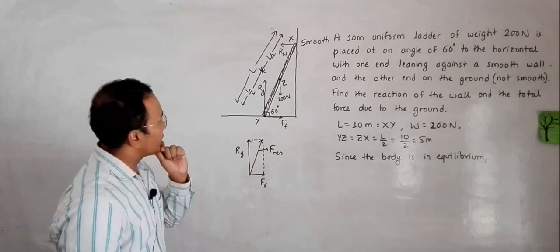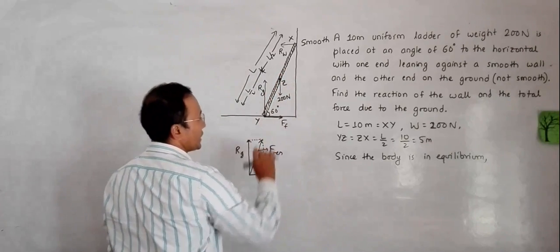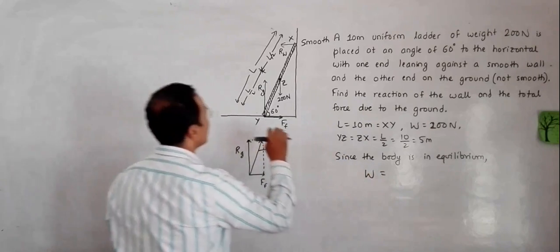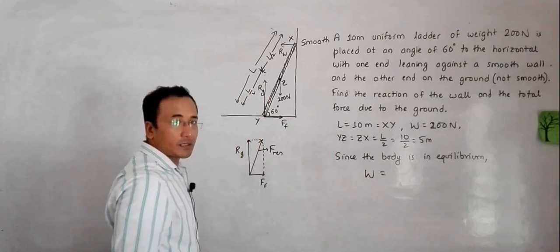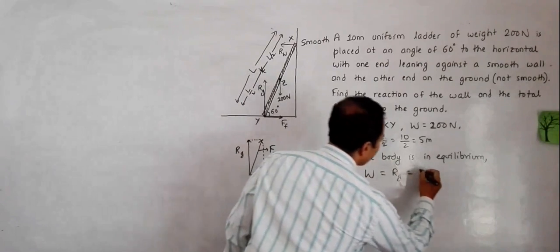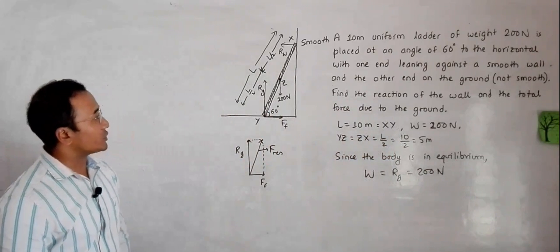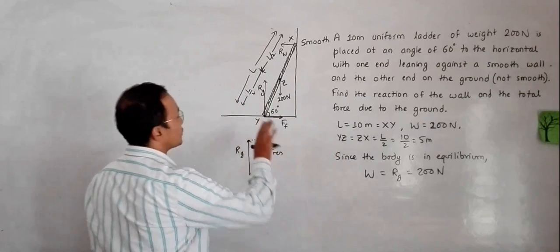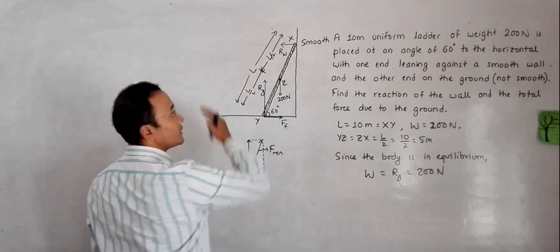From here, what we can know is the total downward force here is just this weight. So weight should be equal to the total upward force. The upward force is the reaction given by the ground. So that's equal to RG, and that's equal to weight, equal to 200 newton. So weight is 200 and RG is also 200. On the other hand, we have the total force to the right. Total force to the right should be equal to the total force to the left.